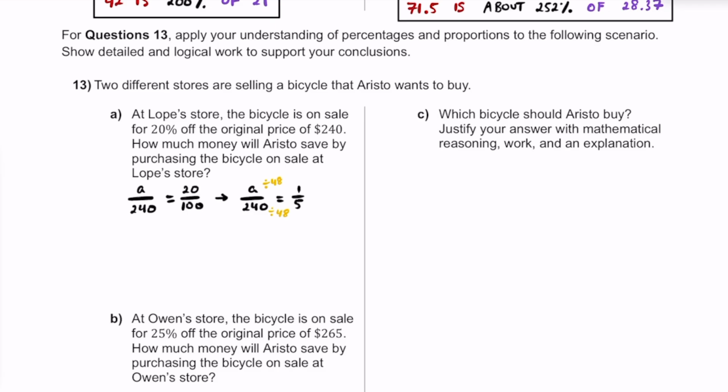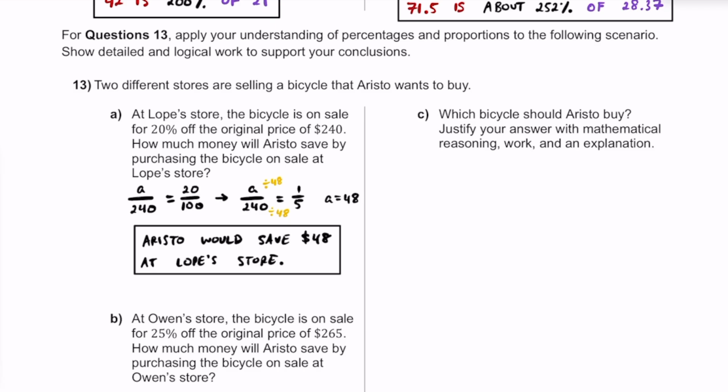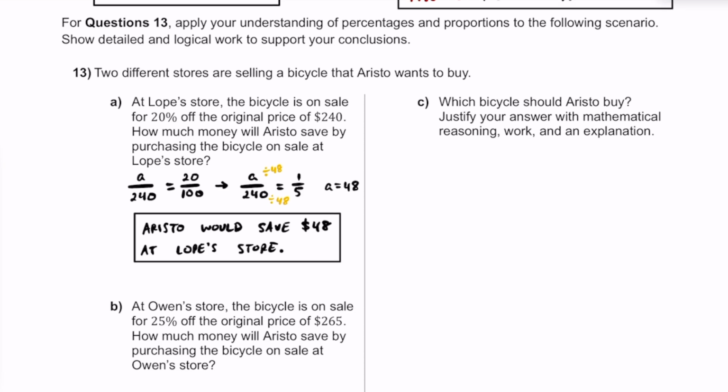And so if A divided by 48 is 1, then 1 times 48 would be A. So I know at this point, or we know at this point, hopefully, that A would be equal to 48. That would be the discount here. So we can say that Aristo would save $48 if he bought this bike at Lope's store.